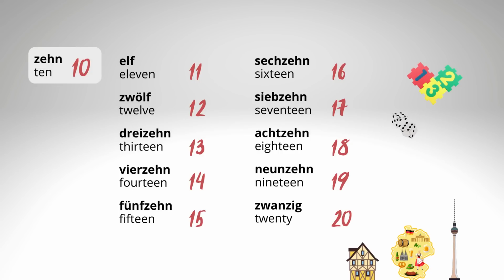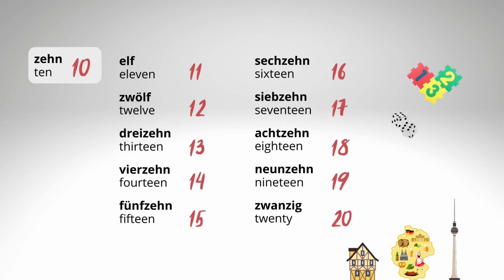So 13, for example, becomes 13. 3 means 3 and 10 means 10. 13. And instead of 14, we have 14. 4 means 4 and 10 means 10. 14. And using the same structure, we move on with 15, 16, 17, 18, and 19. So we always take the German word for the second digit and add 10.